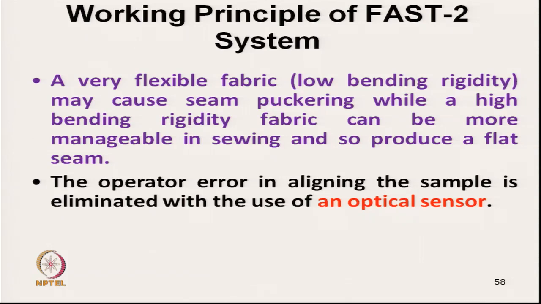A very flexible fabric, with very low bending rigidity, may cause seam puckering, while a fabric with high bending rigidity can be more manageable in sewing and so produces a flat seam. So, it gives an idea about seam puckering and stitching condition.